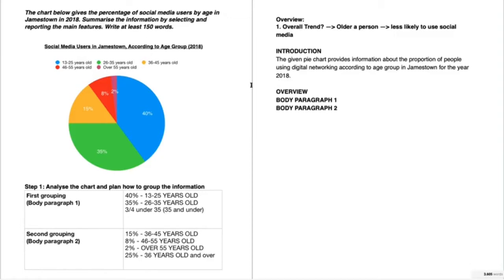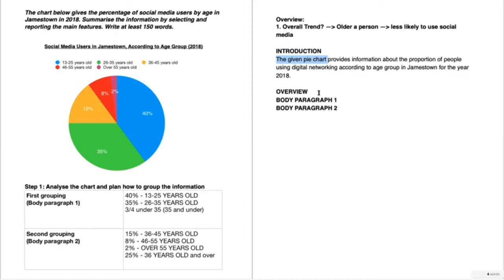So we are going to go through all of the language afterwards, but I do want to just show you a little bit of the paraphrasing that I used. So it says in our question prompt, the chart below, I have said the given pie chart. So I've specified that it's a pie chart, and I've said the given instead of just saying the chart. This comes with time and practice because a lot of prompts will have different ways to say the chart below. You may also see the given chart in your writing prompt.